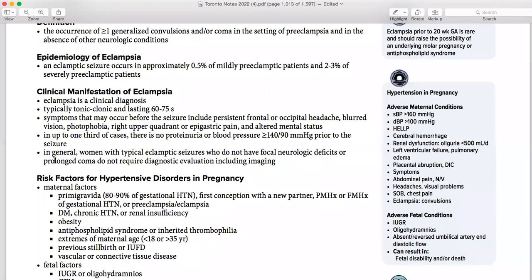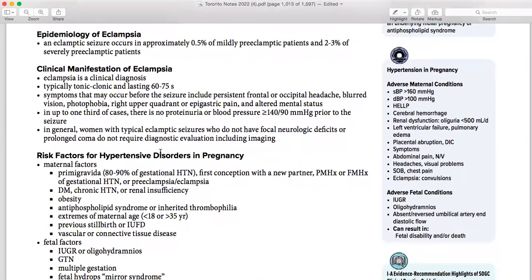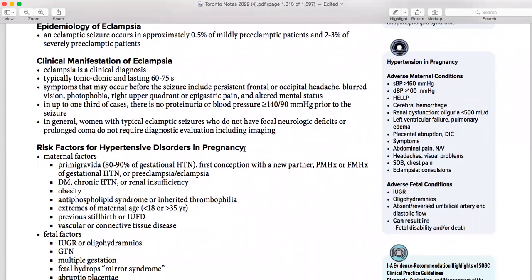Women with typical eclamptic seizures who do not have focal neurological deficits or prolonged coma do not require diagnostic evaluation, including imaging. So if she is having eclampsia, it's fine. You don't have to go for a CT scan, because CT scan already has its adverse effects. You are not going to jump in and rule out subarachnoid hemorrhage and stuff like that. You can still wait for it. Maybe she can get better with the medication.